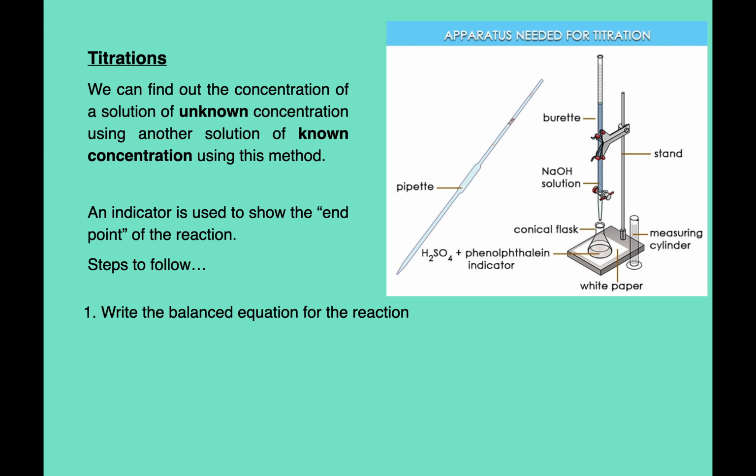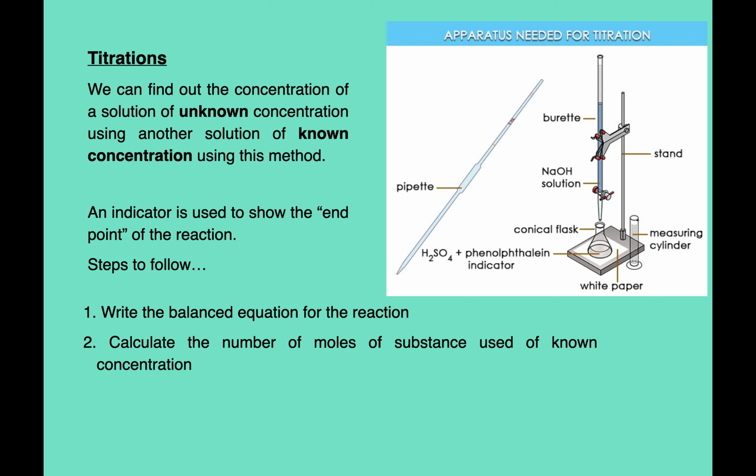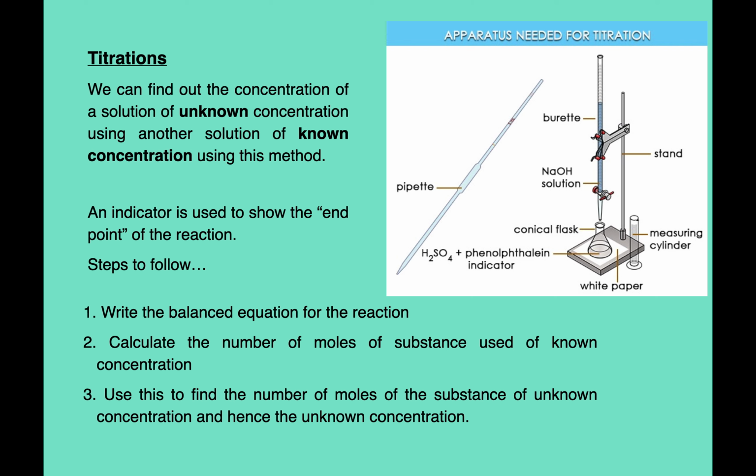So the steps we follow. When you've got a calculation involving titration, the first thing you need to do is write a balanced equation. Then you calculate the number of moles of the substance used of known concentration. So if we've got a concentration and a volume, we can calculate the number of moles we've got. We can use this number to find the number of moles of the substance of unknown concentration, and then we can find the unknown concentration. Now that might not make too much sense to you until you see it in practice, so we'll do that now.